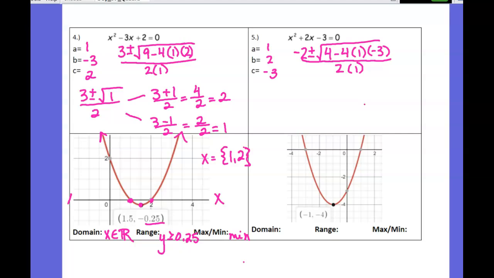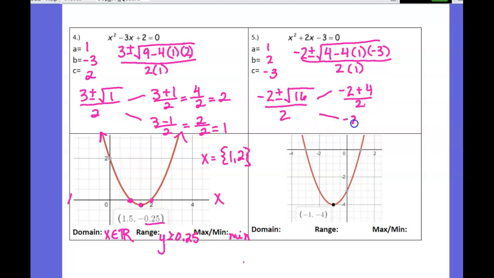Okay, so that simplifies to be negative 2 plus or minus the square root. This is 4 plus 12, which is 16, all divided by 2. All right, now the square root of 16 is going to be 4. So we're going to branch off and say negative 2 plus 4 divided by 2.